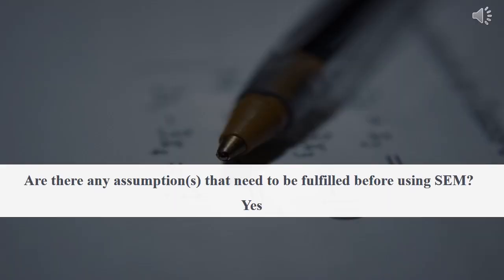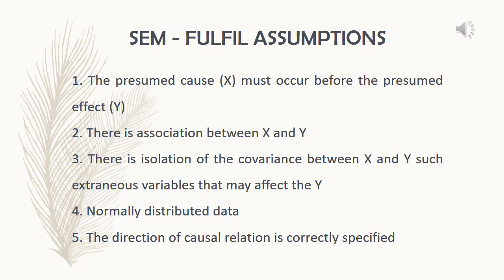Are there any assumptions that need to be fulfilled before using SEM? Yes. 1. The presumed cause, X, must occur before the presumed effect, Y. 2. There is association between X and Y. 3. There is isolation of the covariance between X and Y, from extraneous variables that may affect the Y. 4. Normally distributed data. 5. The direction of causal relation is correctly specified.